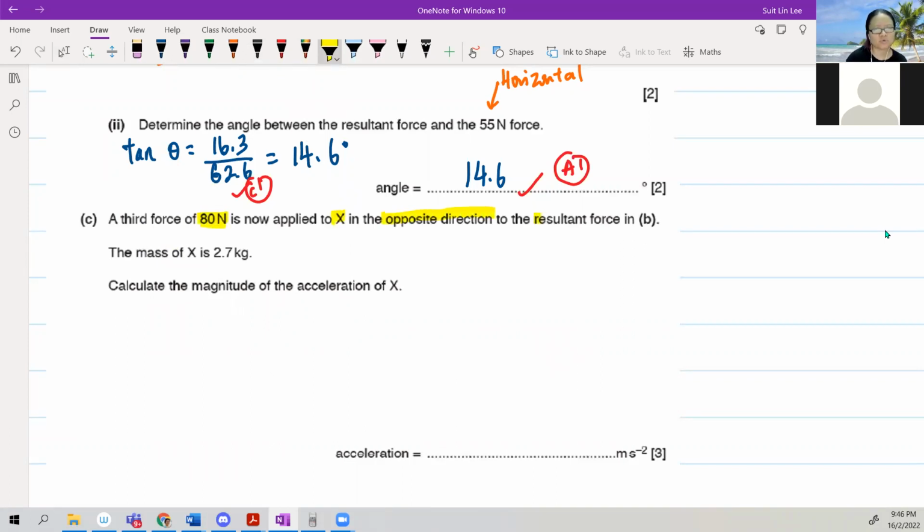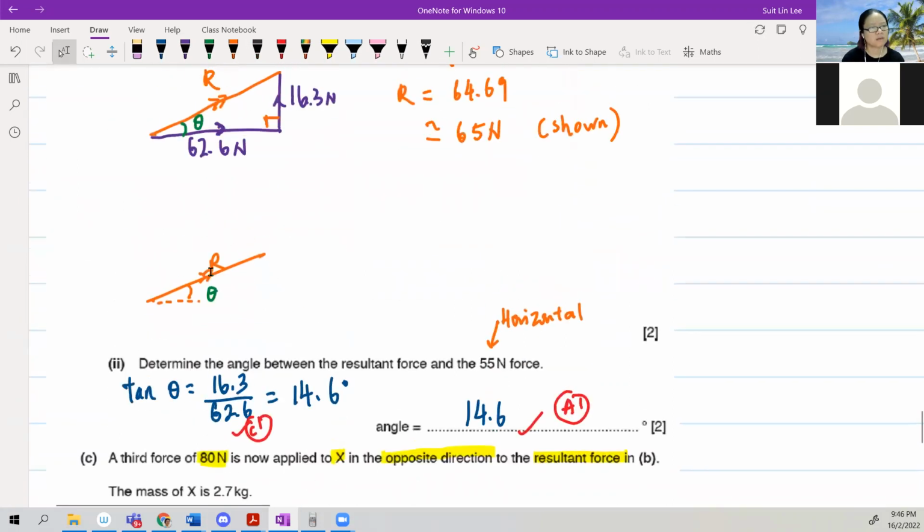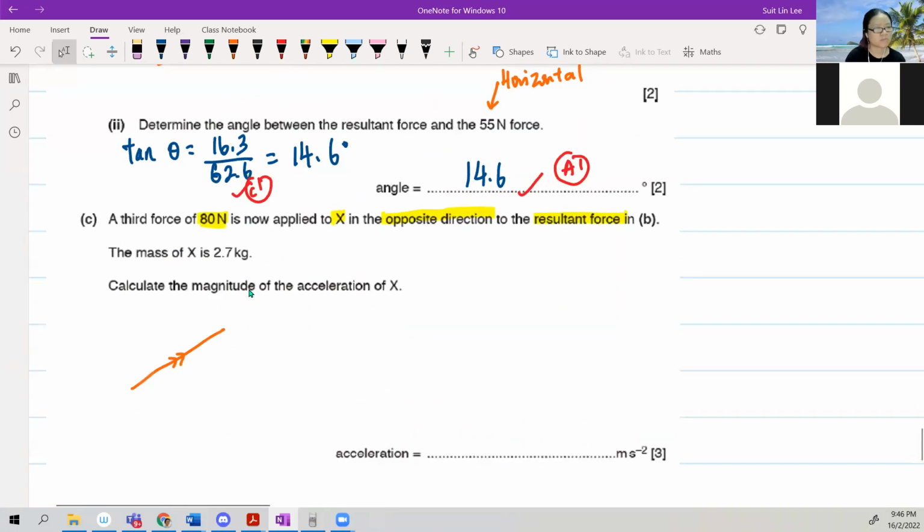Opposite direction to the resultant force. So our resultant force was in this direction, R, and we calculated this R as 65 Newton. Now we apply 80 Newton in the opposite direction. So 80 Newton, directly opposite this way. 80 Newton. This is the third force.